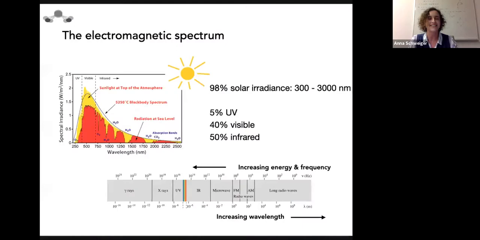Okay, let's start with predicting plant traits from spectra. The sun emits electromagnetic radiation predominantly between 300 and 3000 nanometers. About 5% of the radiation falls here in the UV portion of the spectrum, 40% in the visible, and 50% in the near infrared. And this is exactly the range where we generally do our spectral measurements.